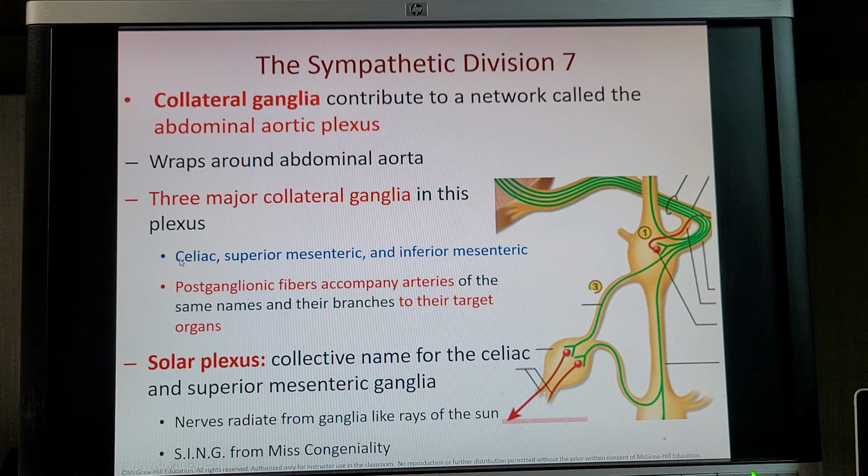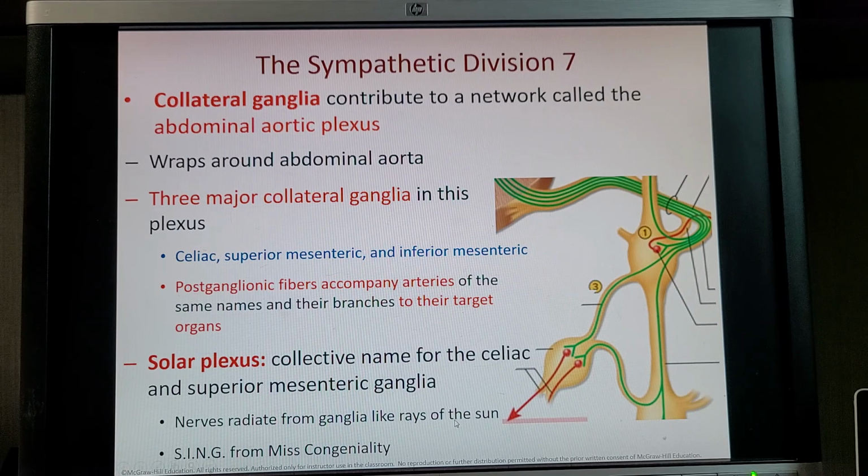Two of them, the celiac and the superior mesenteric, form what's called the solar plexus. I might be dating myself, but oh well. The reason why it's called that is because the nerves, when they exit out of that ganglion, they kind of look like rays of the sun.